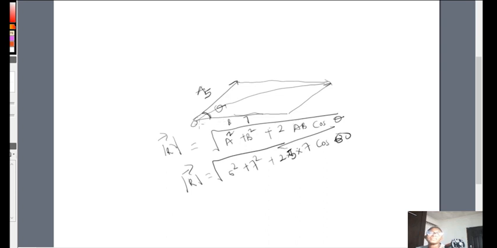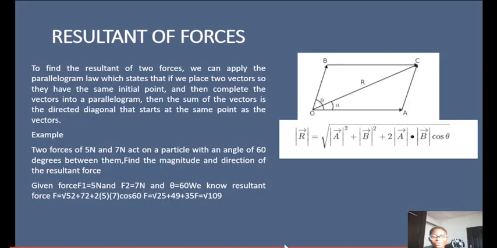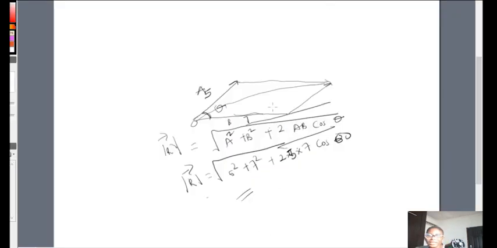And that is how to resolve this vector. Two vectors having the same starting point, then you use the parallelogram law. A squared plus B squared plus 2AB cos theta will give us our answer, and R is 5 squared plus 7 squared. You do your normal mathematics and you will get your answer. From our calculations, the answer was the square root of 109. So we have resolved that vector.